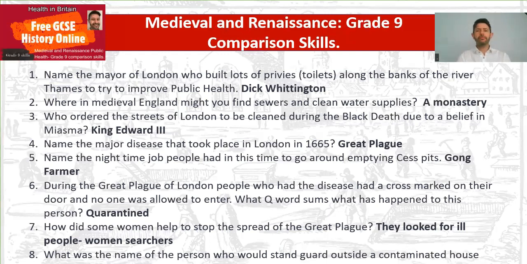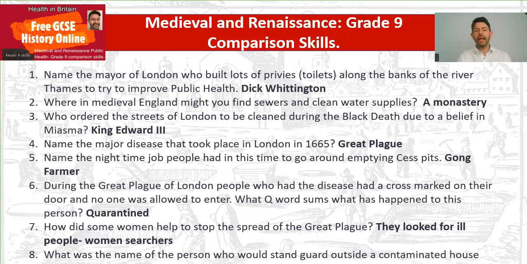During the Great Plague of London, people who had the disease had a cross marked on their door, and no one was allowed to enter. What Q word summed up what happened to this person? Well, they were quarantined, and quarantine comes from the French word for 40, so they'd be locked up for 40 days. If they were still alive after that time, then the disease had gone. So much more proactive government action about public health with clear laws.